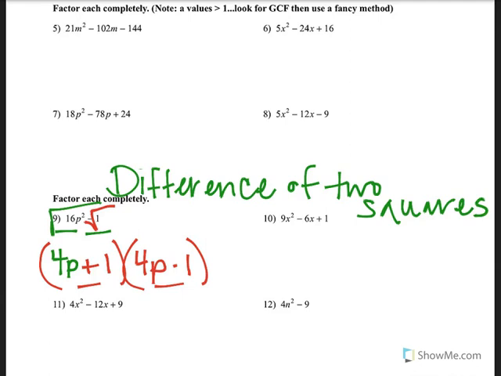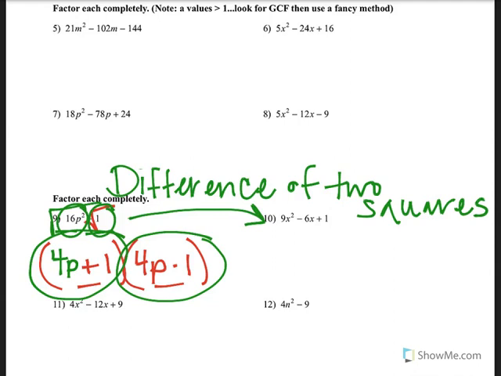Okay, difference of 2 squares is when your answer comes out to be the same thing, but one is positive and one is negative. When you have the same thing and one is positive and one is negative, that means that your middle value cancels out, right? And you only have 2 terms instead of 3 terms, which we had for number 10. Number 10, if you look at the first term and you look at the last term, both of these are perfect squares.